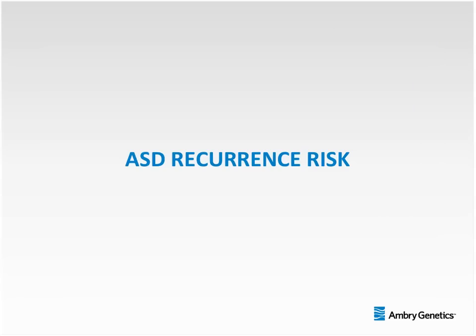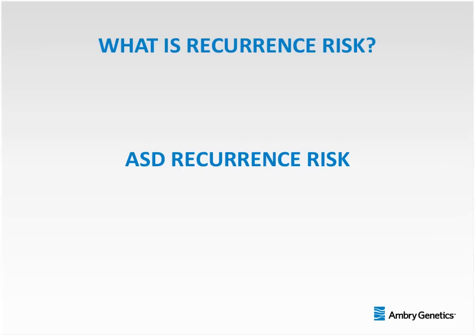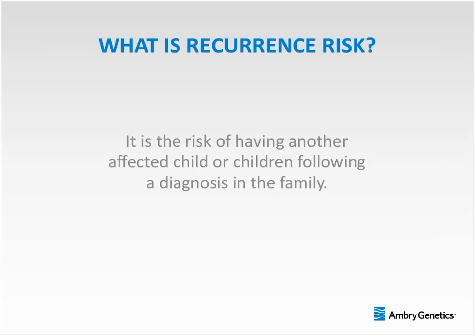Moving on to discuss a little bit more about recurrence risks. What is a recurrence risk? It's the risk of having another affected child or children following a diagnosis of something in the family, in this case, ASD. What is the risk if you have one child who is affected? What is the risk if you have two children who are affected? What is the risk if you have a brother or sister who is affected?